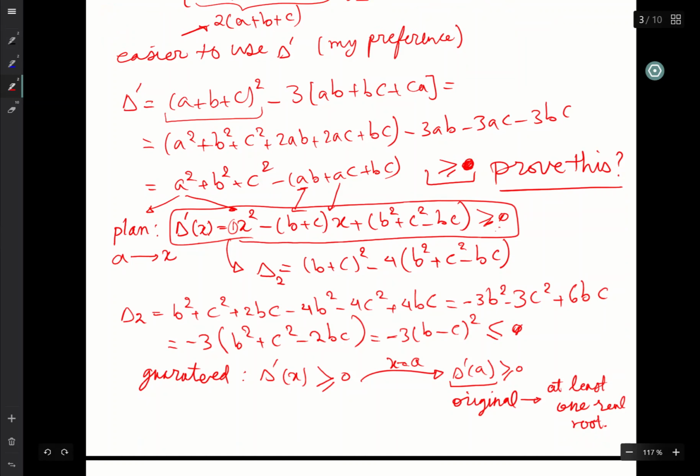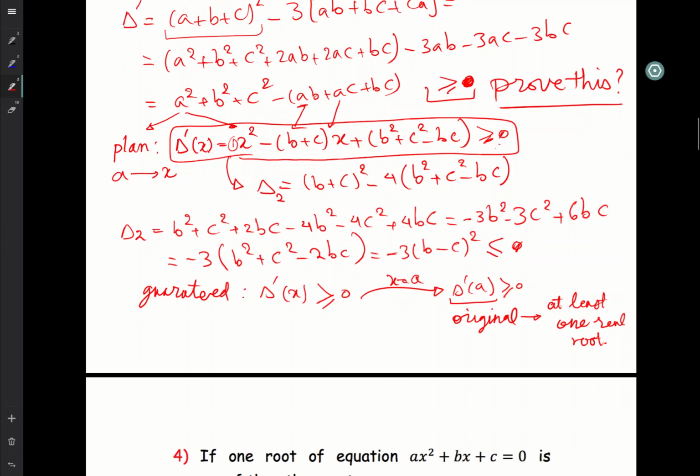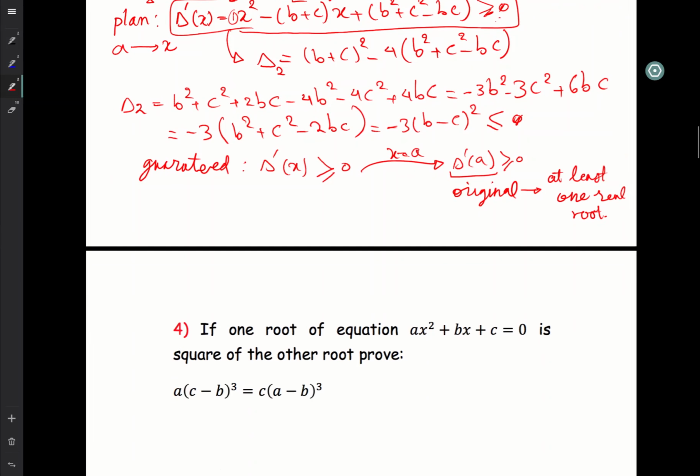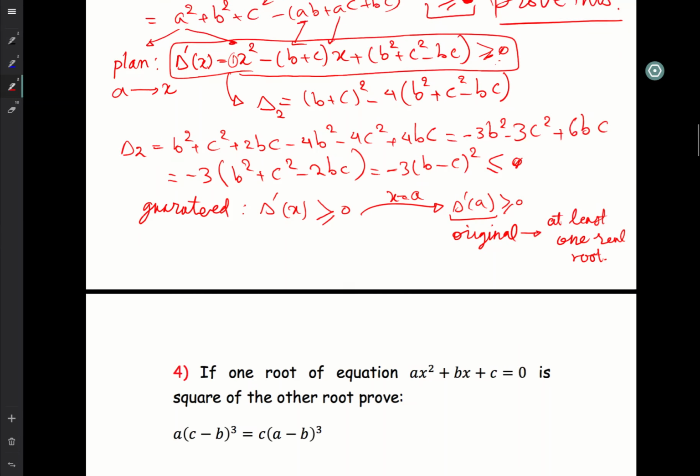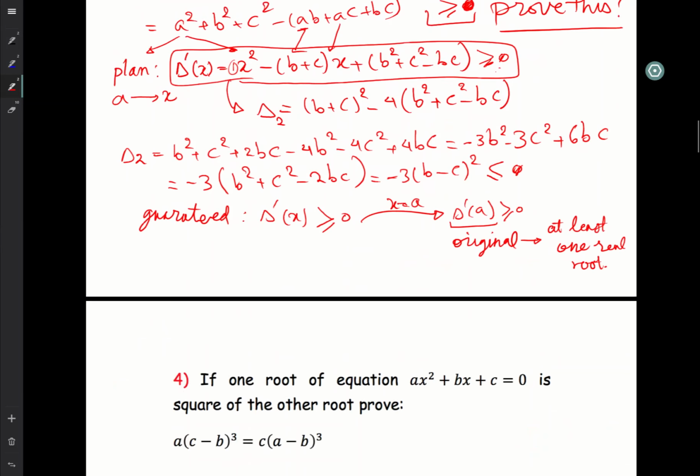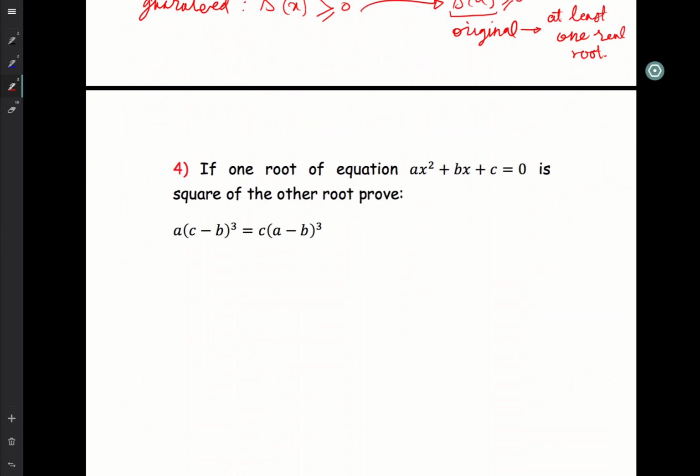And then it became a quadratic equation itself, and we show that the delta for that quadratic equation is always 0 or less than 0, which means the quadratic expression should be always positive or 0. Okay, that's a neat trick, and that's a very interesting problem to solve. All right, the next one.